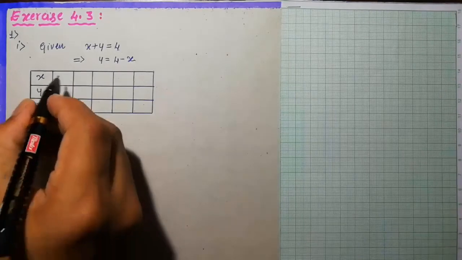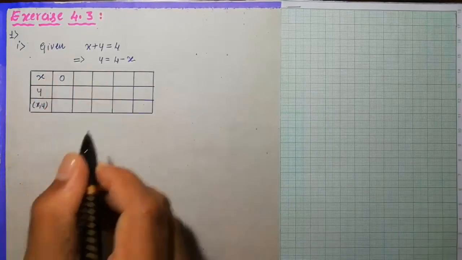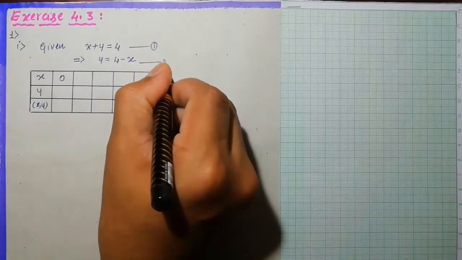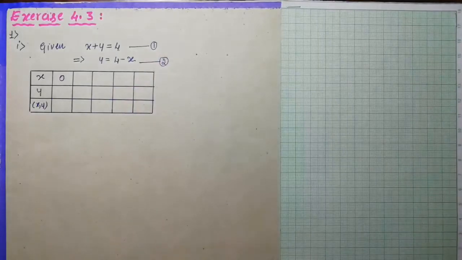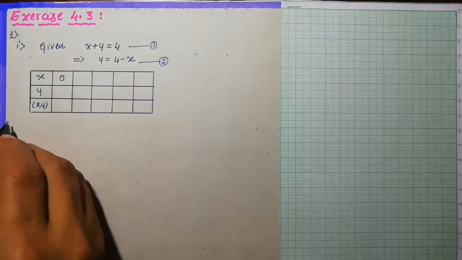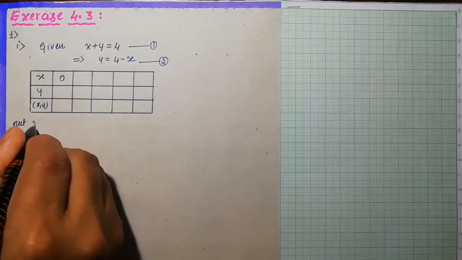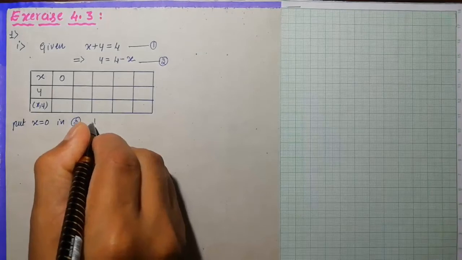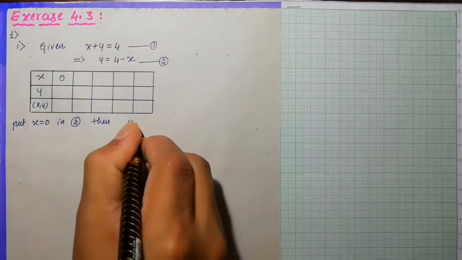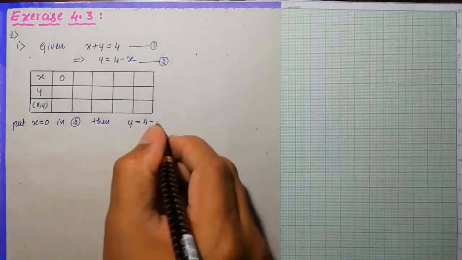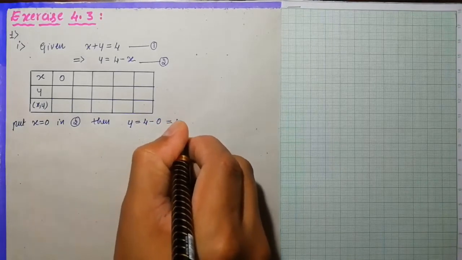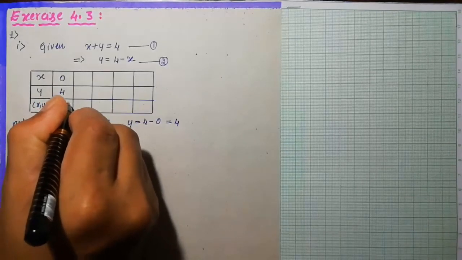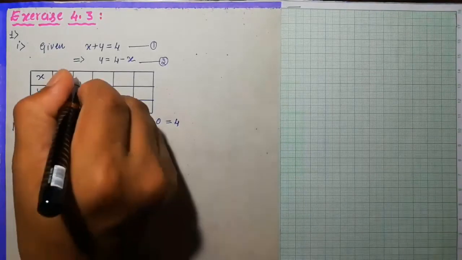First I'm going to put x is equal to 0. Look here, I'm going to write this one as equation number 1 and this one as 2. 1 and 2 are actually similar, but I have modified equation 2. So now put x is equal to 0 in 2. Then we get y is equal to 4 minus x, which with 0 will become 4. So the point is 0 comma 4.